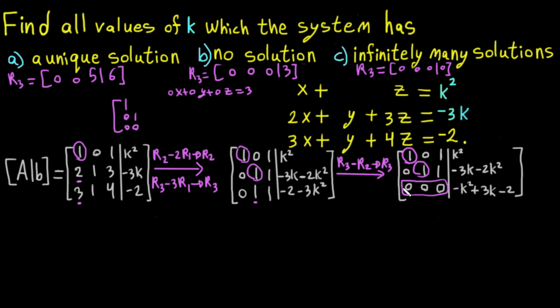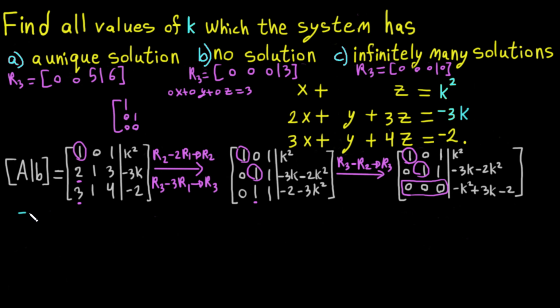Now to make it easier and simple, let's find the zeros of this one. If the result of this one equals 0, then we have infinitely many solutions. If it's not equal to 0, then no solution. And of course we don't have a unique solution, because here we don't have a leading one. So let's describe this one first.